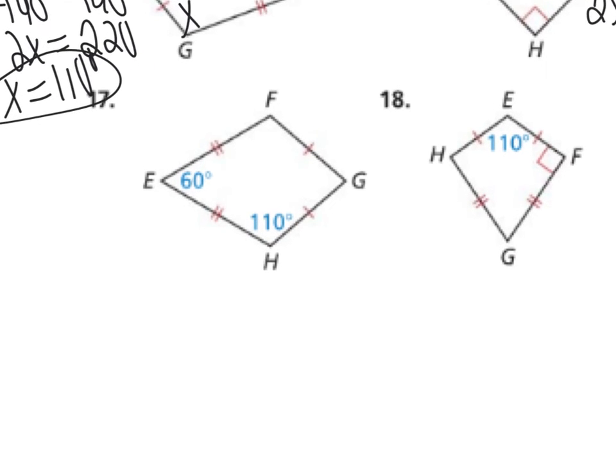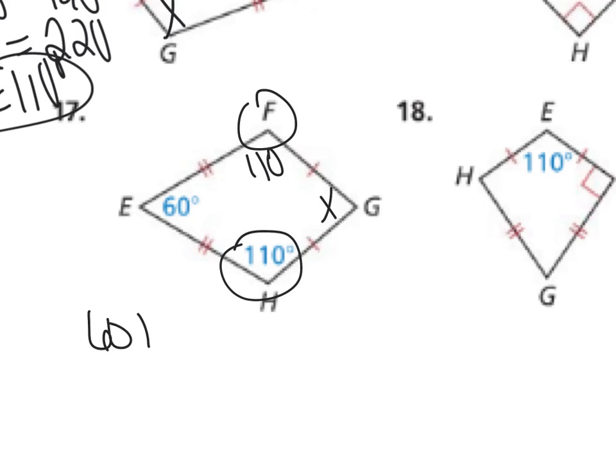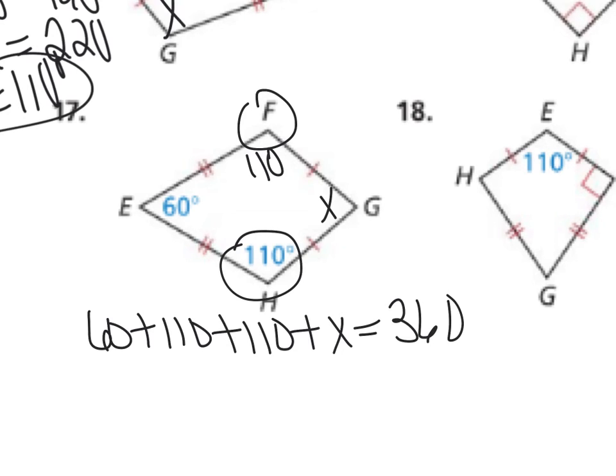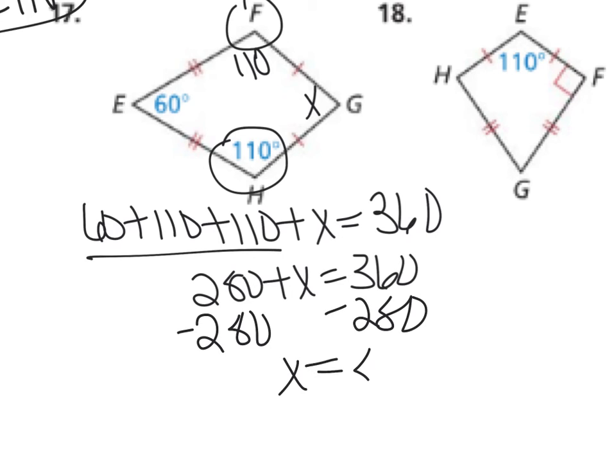Okay, let's see what we know here. I know that these are my two angles that are congruent. So if this one's 110, this top one up here is also 110. And I don't know what that angle is, so I do know that 60 plus 110 plus 110 plus x equals 360, because they are a quadrilateral, so they add up to 360. When I combine my like terms here, I get 280 plus x equals 360. If I subtract 280 from both sides, I get x equals 80.